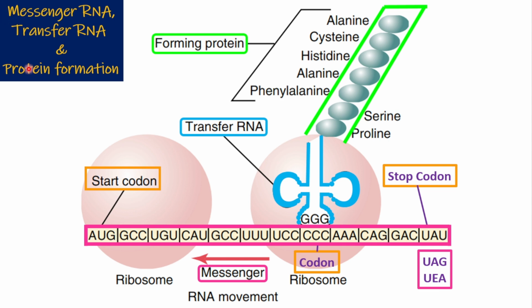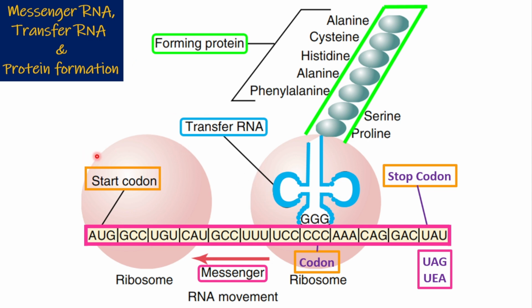Translation is basically how messenger RNA produces protein, how the protein is formed by RNA. So let's start. In this chapter we'll also discuss different types of RNA like messenger RNA, transfer RNA, and the ribosomal RNA. Okay, so let's start.